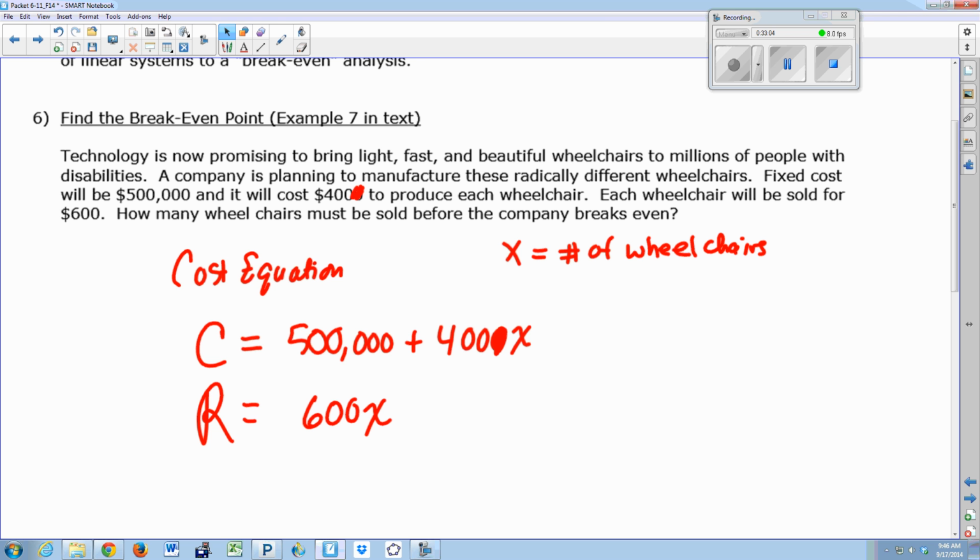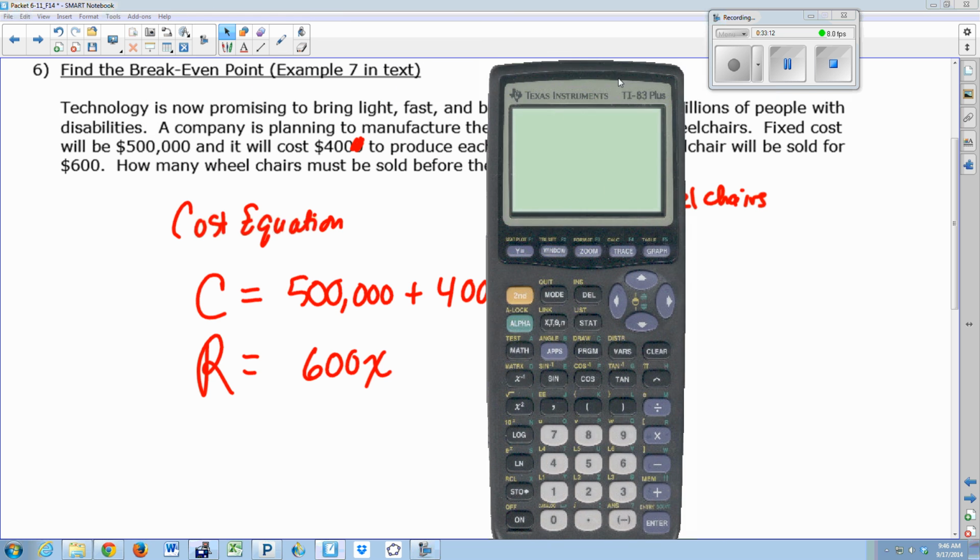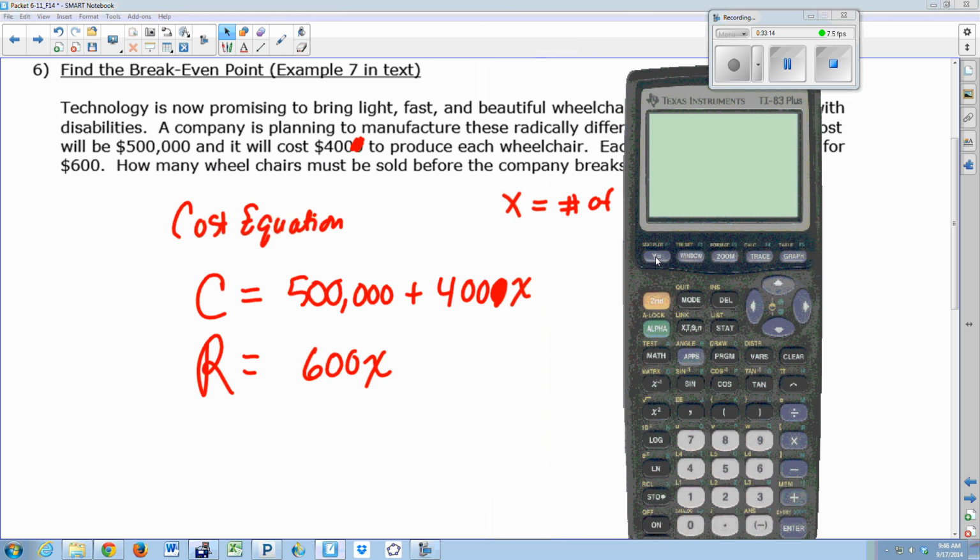So if I were to graph this with my graphing calculator, I would do something like this. I would put my revenue and cost in for Y1. And this is where you've got to play around with the window clearly. Y1 would be 500,000 plus 400x, and that's my cost, and my revenue would be 600x.